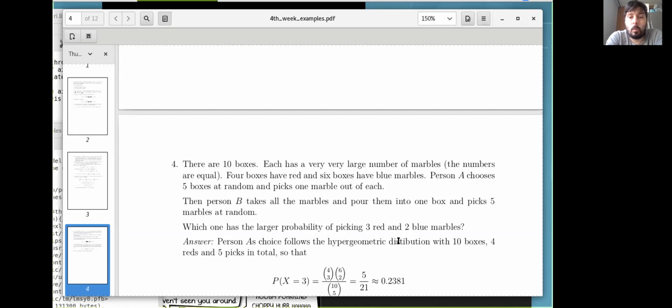Right. But what about B? When B takes all the marbles and pours them into one box, then each marble has a probability of coming out red or blue. And 4 out of 10 of these marbles will be red. So you have a 0.4 probability of picking a red marble separately. And assuming that it's well mixed up, and the number is so large that we can think of this as a binomial distribution. 0.4 chance of each of the marbles being red.